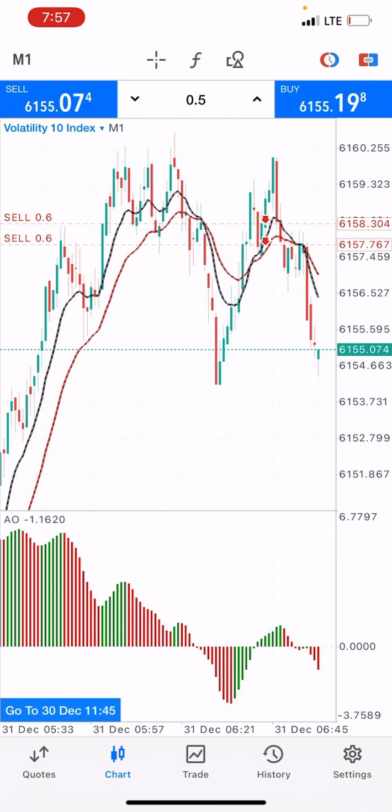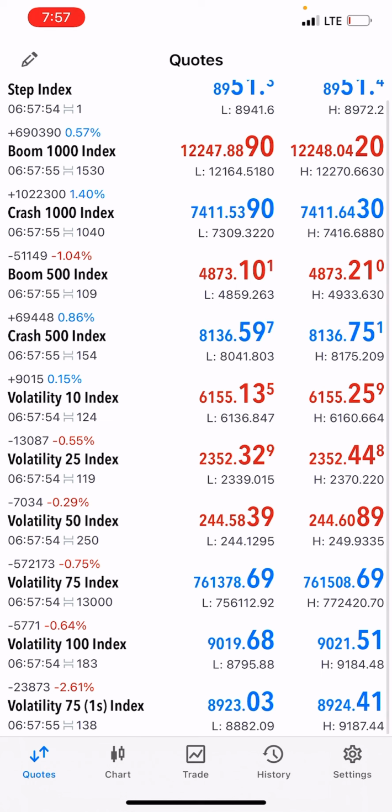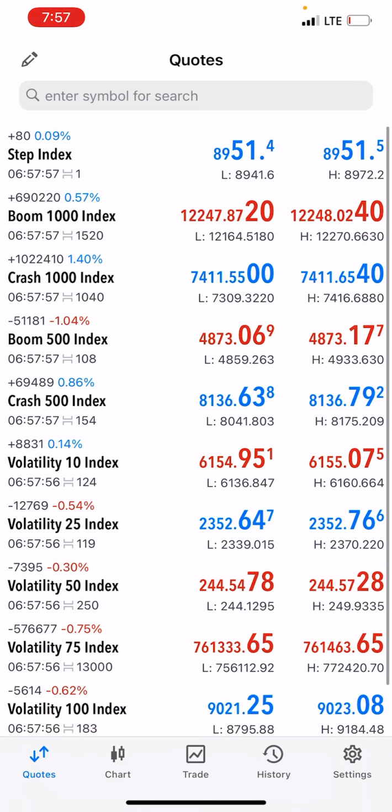Yeah, so guys, you can see for this volatility 10 index, it's making money for us. You can see the sell on the market moving in our direction. So guys, this is how this strategy works.